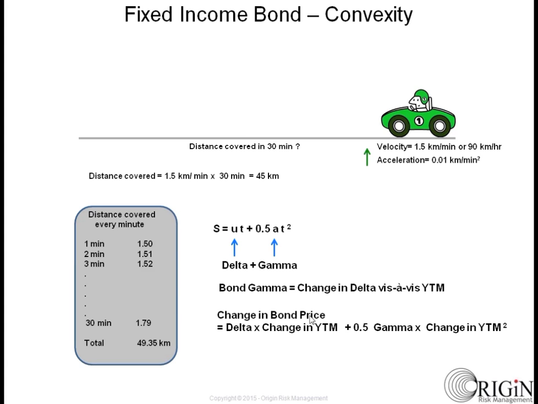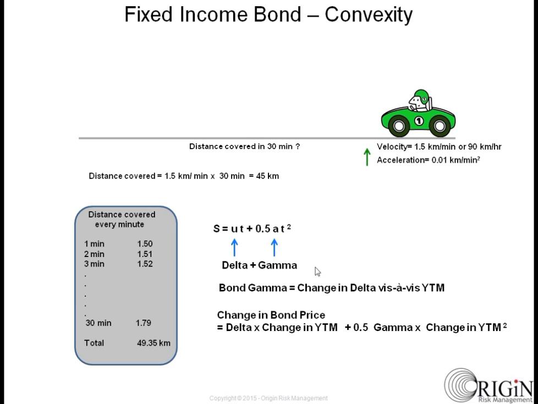We can improve our ability to predict this change if we combine both the bond delta and the bond convexity. The change in value of bond will be equal to change in YTM into delta plus half into gamma into square of change in YTM. This is exactly same as the Newton's equation.